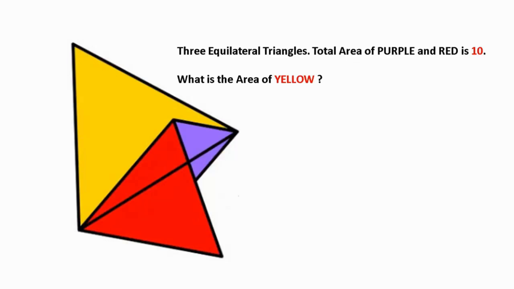So in this video, we are going to solve a problem where we are given three different equilateral triangles, and the total area of the purple triangle and the red triangle together is 10 square units. We need to solve for the area of the yellow region. So pause the video and give it a try, as I'm going to solve this problem in 3, 2 and 1.